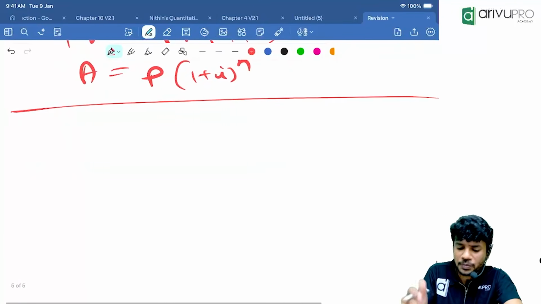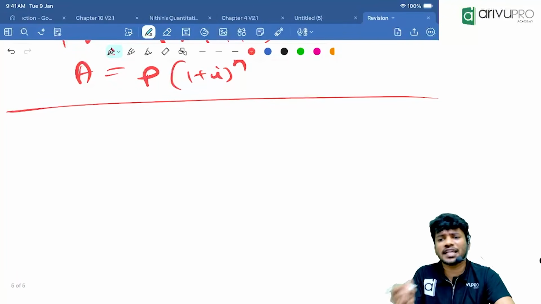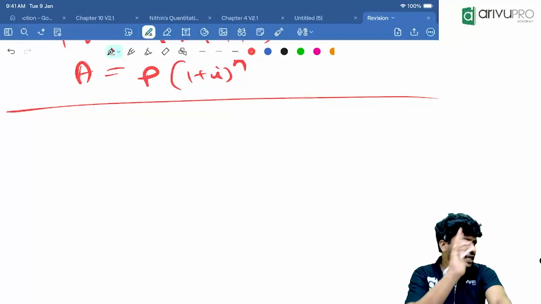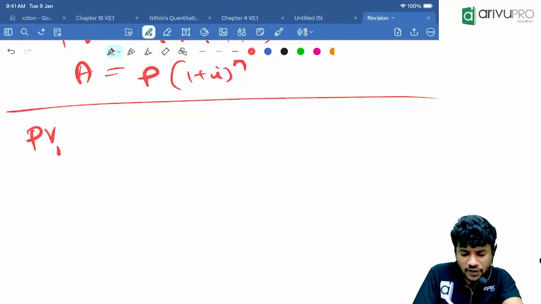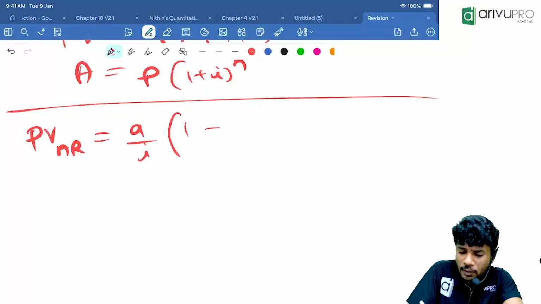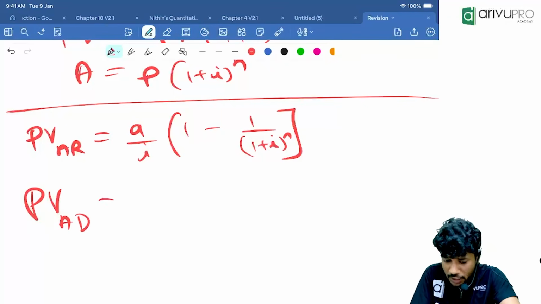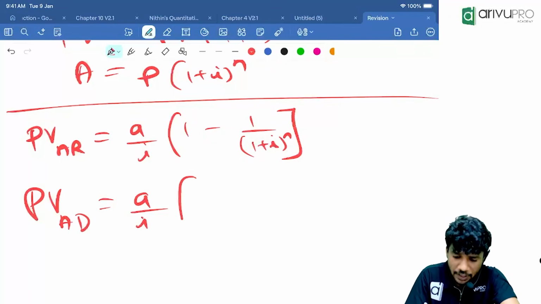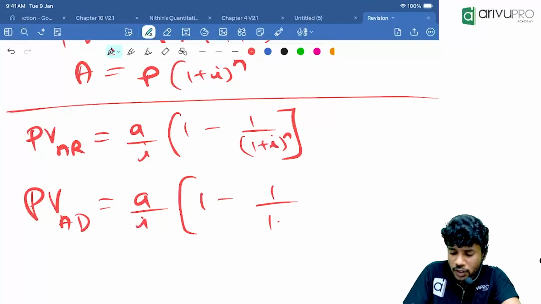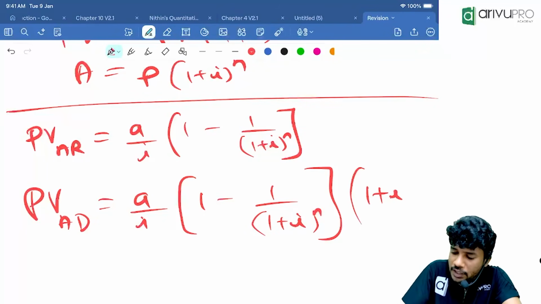Then, coming to present value, we have a formula method and GT method. We are studying only that way. So, present value of annuity regular can be written as what, people? A by I into 1 minus 1 divided by (1 plus I)^n. Then, present value of annuity due can be written as what, people? A by I into 1 minus 1 divided by (1 plus I)^n, into 1 plus I.